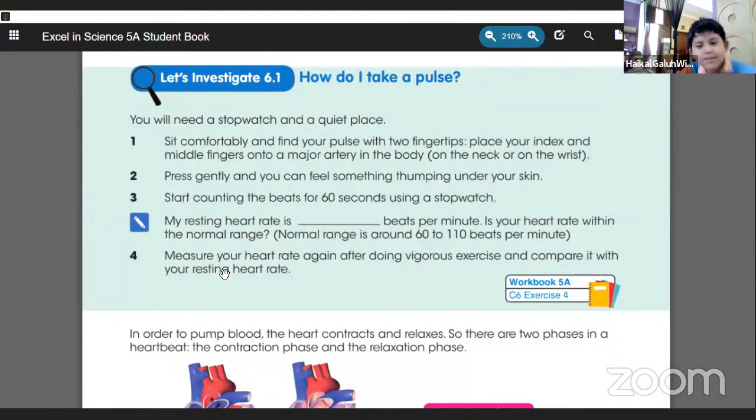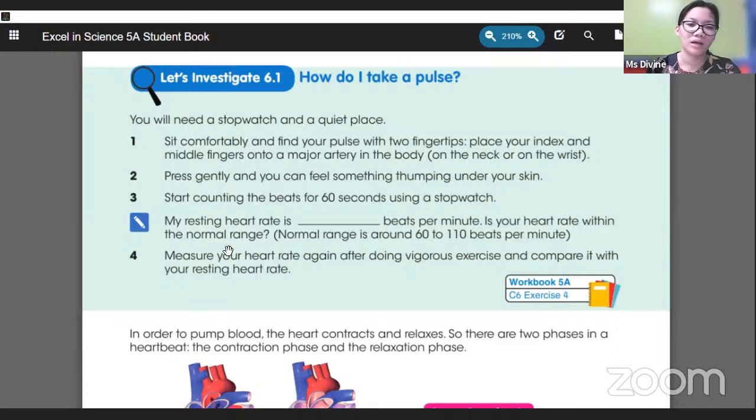So it seems like all of us will be abnormal, miss? No, it means your body is weak. Yeah, you are prone to flu or fever or diseases because your heartbeat is not normal.